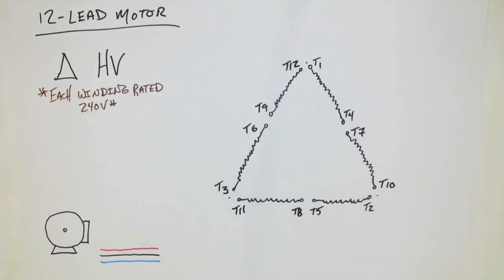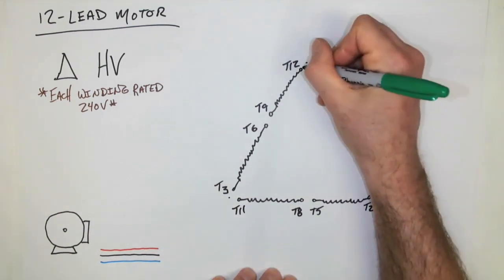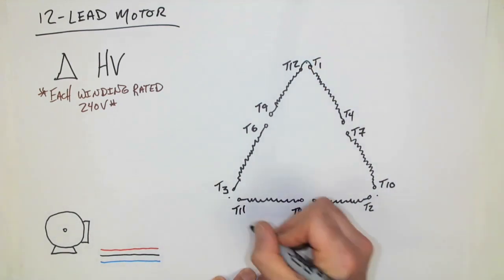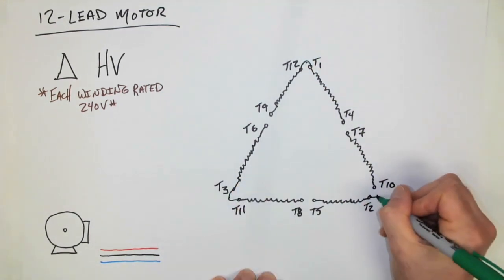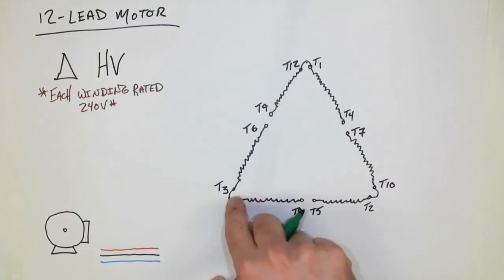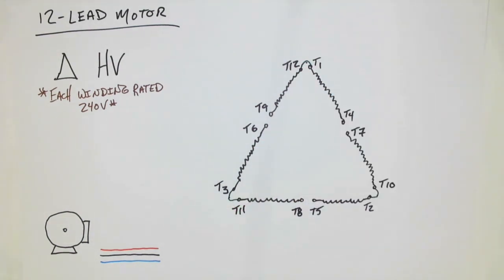All right, so we're doing a high voltage delta connected 12 lead. And again, just like the 12 lead Y being very similar in its connection to a 9 lead Y, the 12 lead delta is going to be very similar to a 9 lead delta. And what that means is that we are first going to connect the tips or the outer reaches of our delta together to make a triangle.